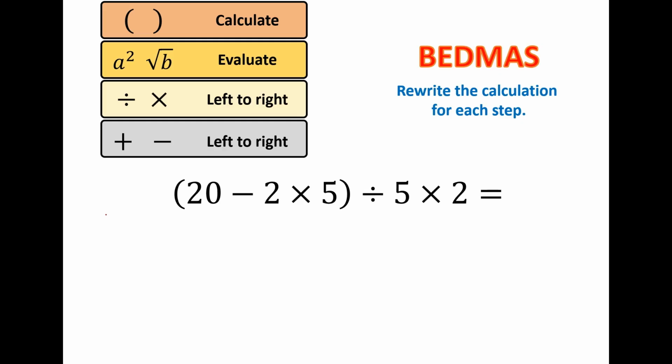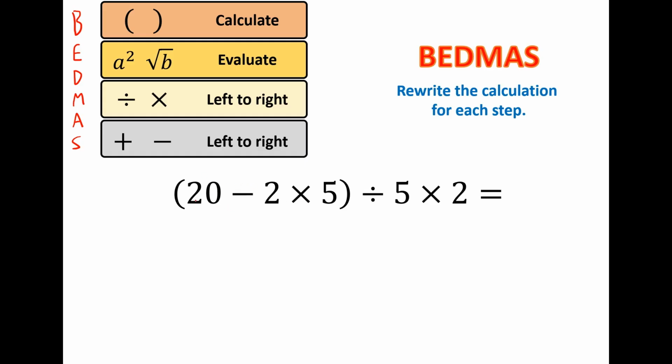Okay, now here's another one. So again, we want to follow the rules of order of operations, BEDMAS. So in this case, let's check for any brackets. Do we have any brackets? Well, yes, we do. So once we have brackets, we want to look at the operations inside of the brackets and apply BEDMAS to those in the brackets again.